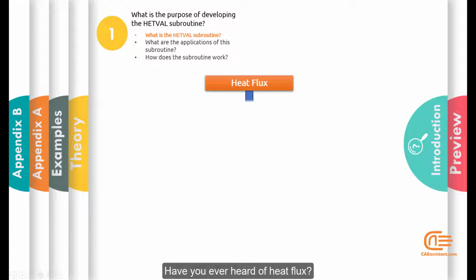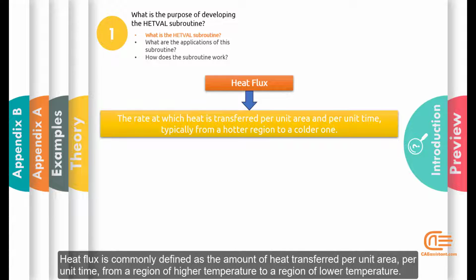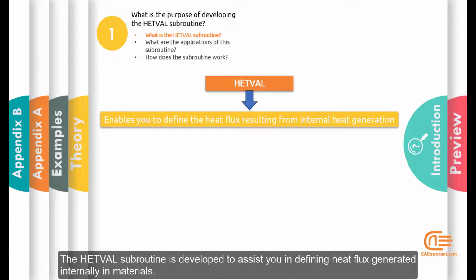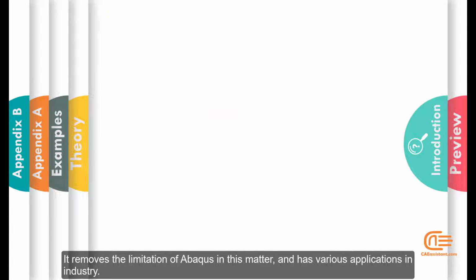Have you ever heard of heat flux? If not, let us define it. Heat flux is commonly defined as the amount of heat transferred per unit area, per unit time from a region of higher temperature to a region of lower temperature. The HETVAL subroutine is developed to assist you in defining heat flux generated internally in materials. It removes the limitation of Abaqus in this matter and has various applications in industry.